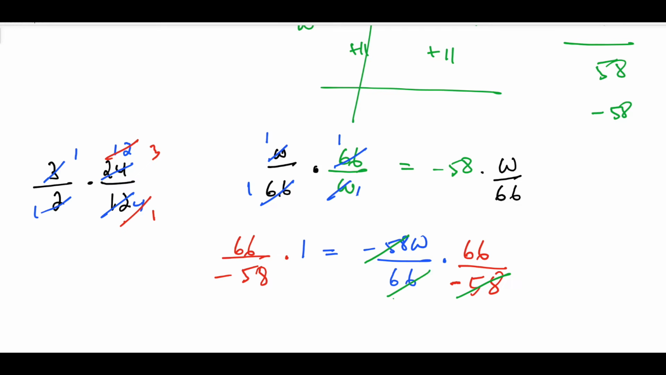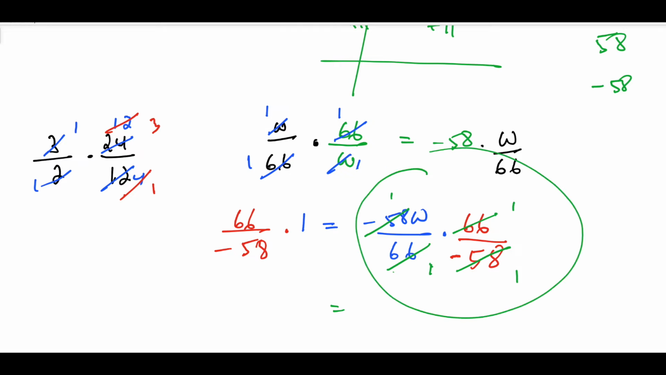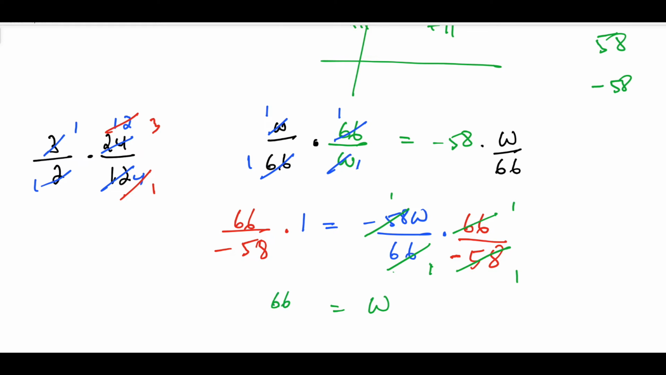And the 66 wipes with a 66, and you're left with a bunch of baby ones, which you don't have to write. So then what do you end up with on the right? 1 equals W, or 1W. And then what do you get on the left? It's actually 66 over negative 58.